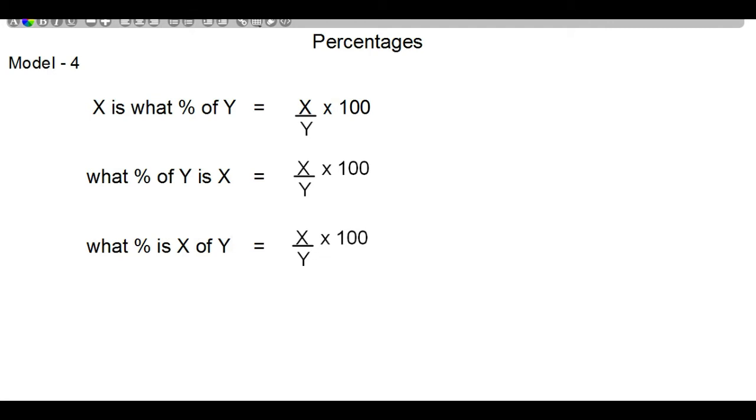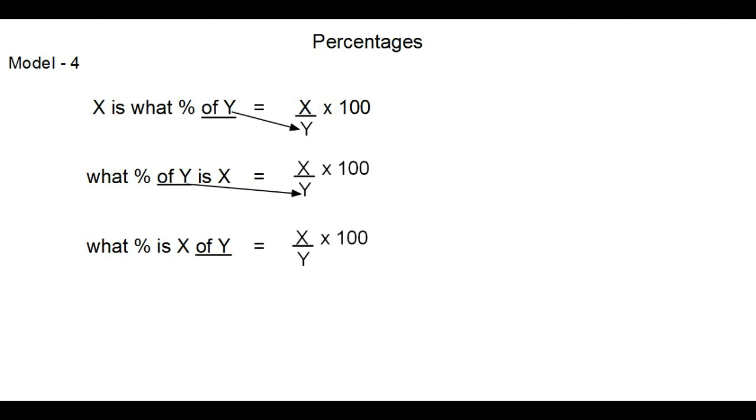One simple way to remember the formula here is that whatever is followed by "of" should always be taken in the denominator. For example, X is what percent of Y, so Y goes in the denominator. Similarly, in the second case, what percent of Y is X, the answer again is X by Y into 100. Whatever is followed by "of" goes in the denominator. And even in the last case, what percent is X of Y, "of" is followed by Y, and that Y is taken in the denominator.